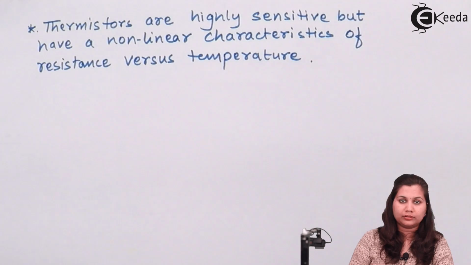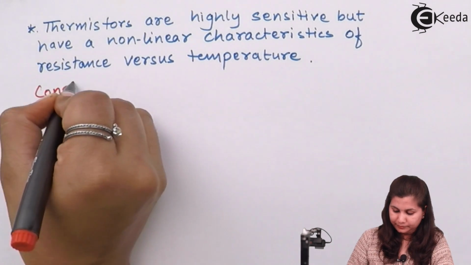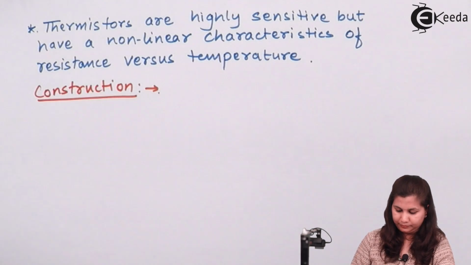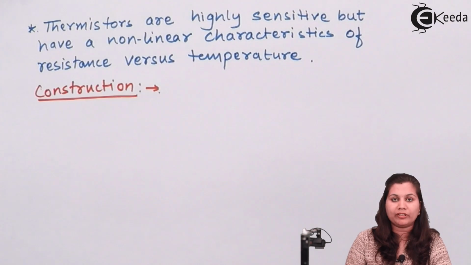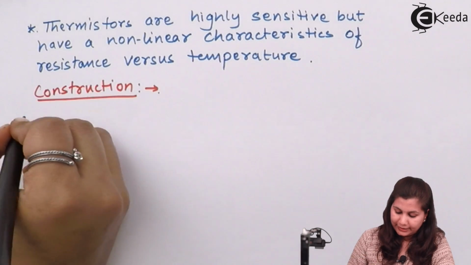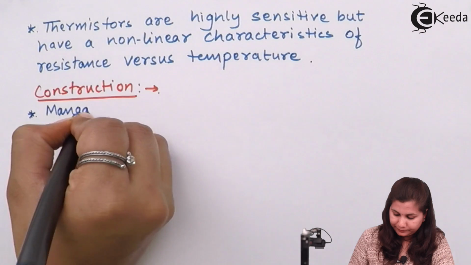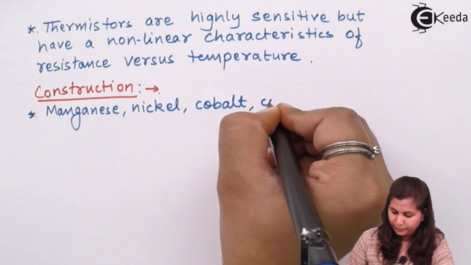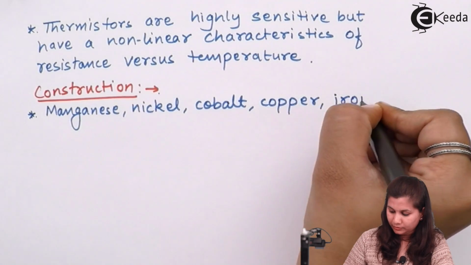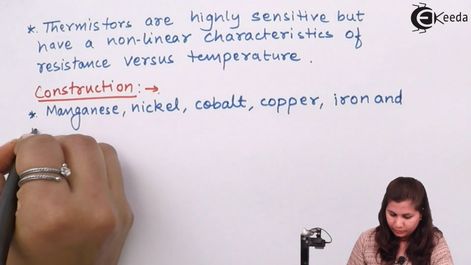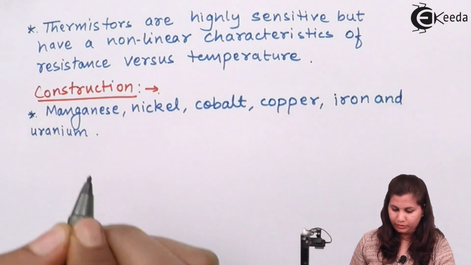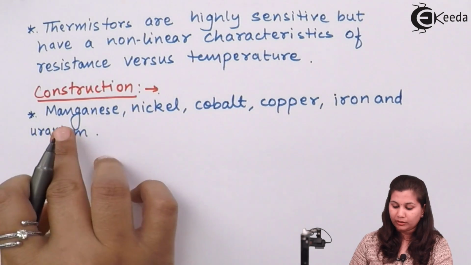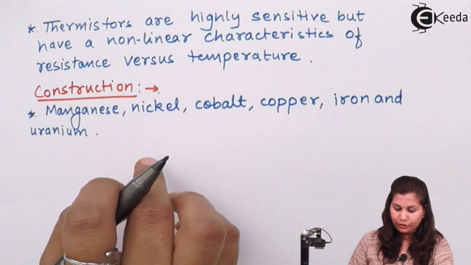Now let us see the construction of the thermistors. Thermistors are made up of materials which have a negative temperature coefficient, generally semiconductors. They are made up of semiconductor materials and also the metallic oxides of metals like manganese, nickel, cobalt, copper, iron and uranium.